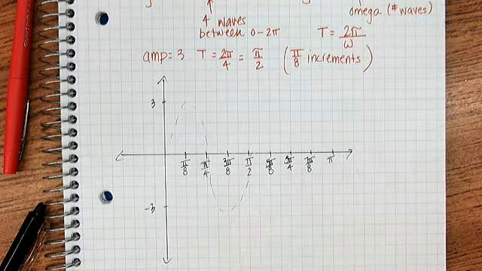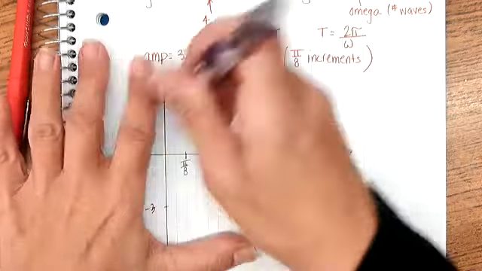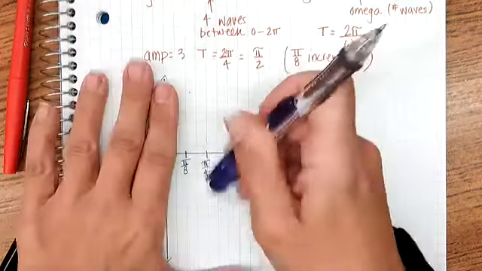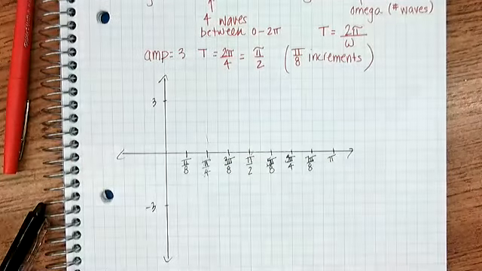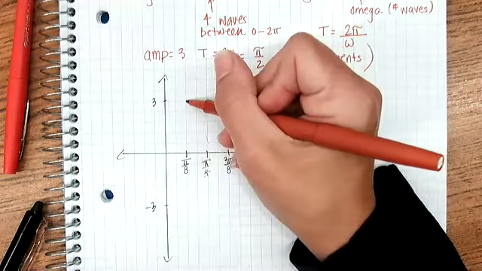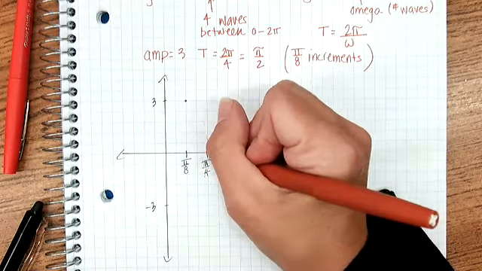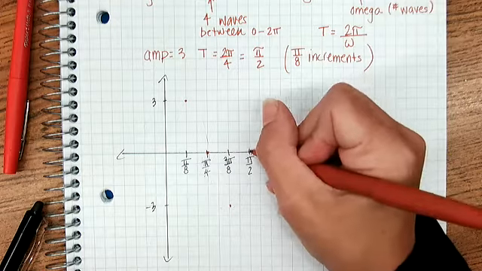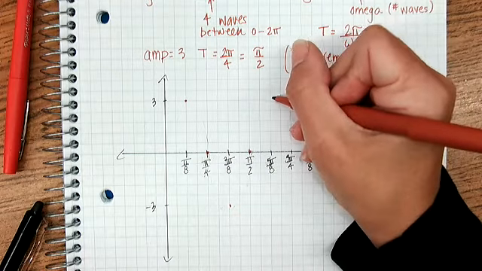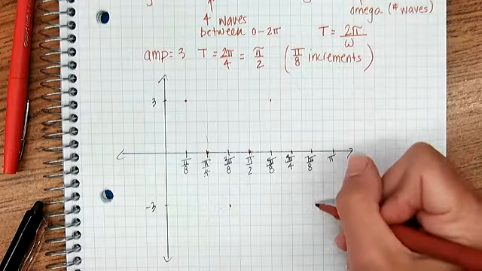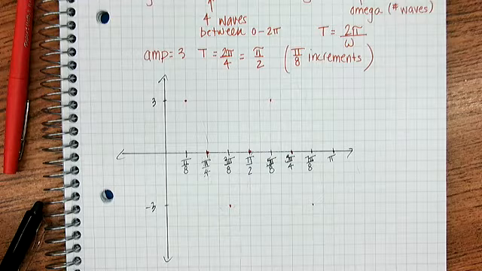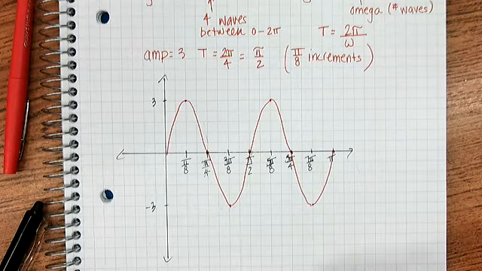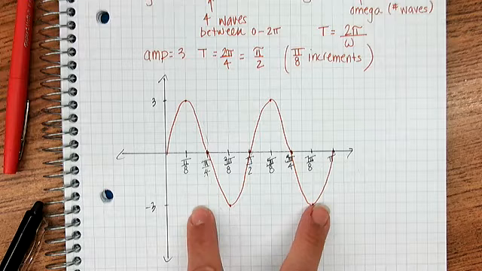We could keep going, but one, I don't have enough paper, and two, we've got other things that we need to do besides graph 4 waves in increments of 8. All right, so I'm going to graph this. High point, intercept, low point, intercept, high point, intercept, low point, intercept. All right, so this right here represents 2 cycles, 2 waves.